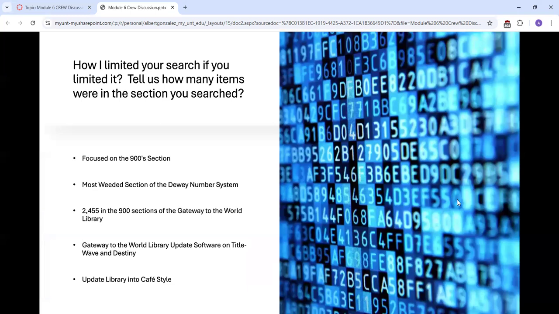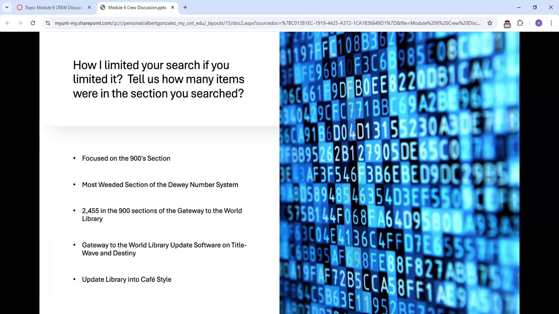So how limited was my search, and how many items were in the section? I focused on the 900 section, as I mentioned. With my access to Tidal Wave, Gateway to the World Library, and Destiny Follett, I'm able to access all of the inventory of our library, although for this assignment, I just focused on the 900s. Most of the weeded section is in the Dewey number system. The 900s was actually the most weeded, so my mentor encouraged me to look at the 900 section for this assignment.